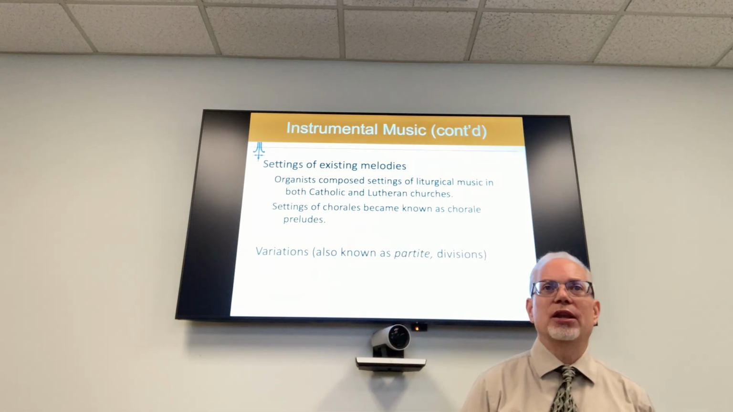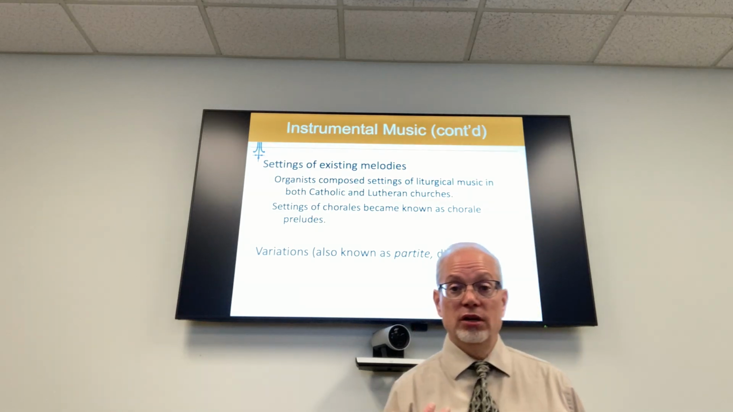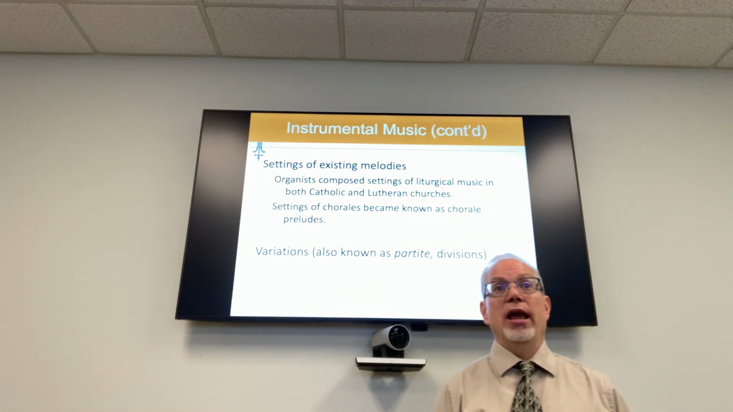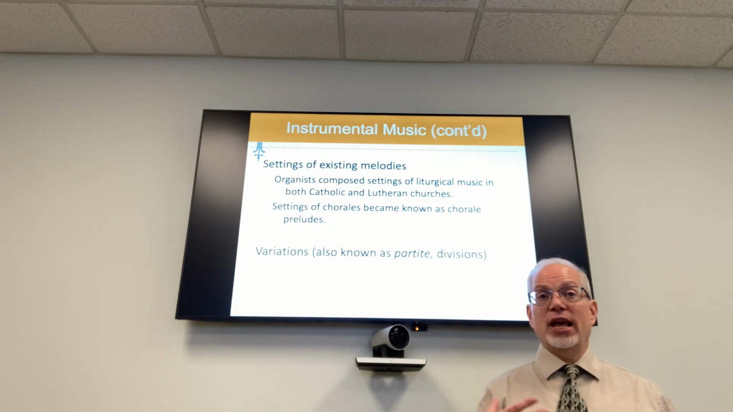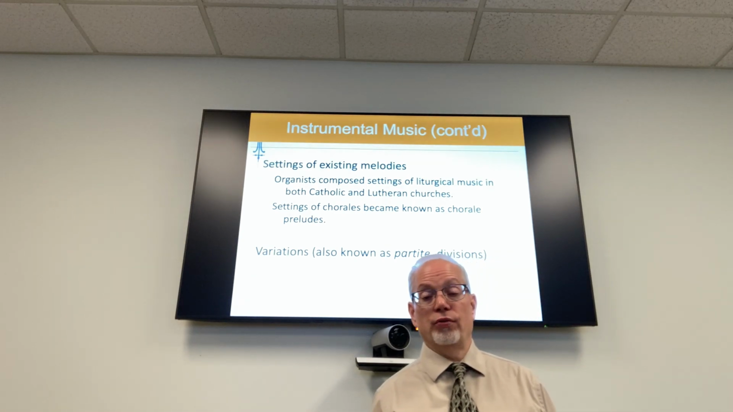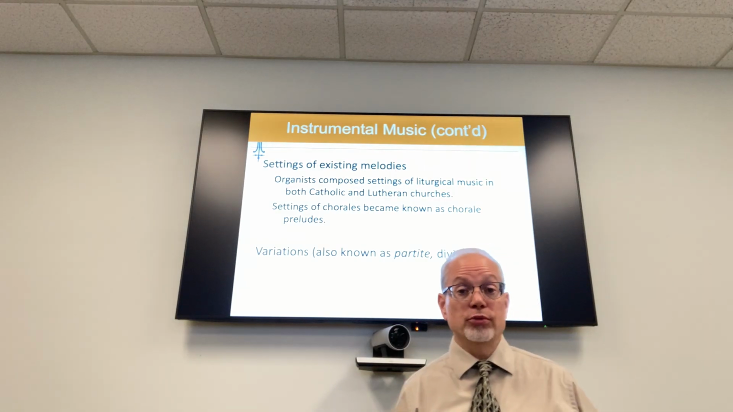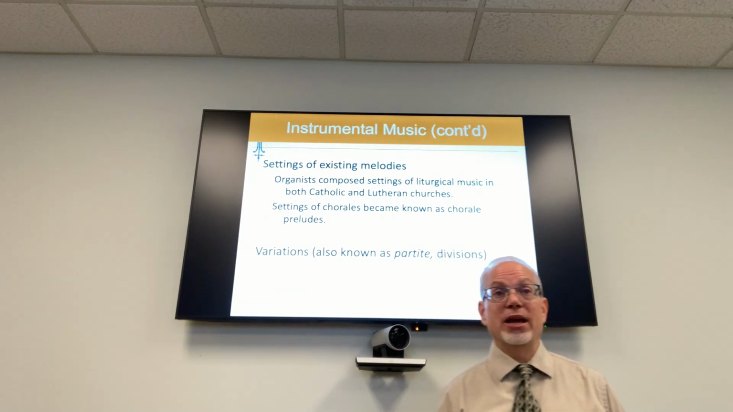Settings of existing melodies. Organists would take pre-existing chorales from the Lutheran Church, and then they would compose new settings of them, sometimes rather involved settings. These became known as chorale preludes. Popular in the Baroque, other people wrote them even later. Brahms wrote chorale preludes in the Romantic era.